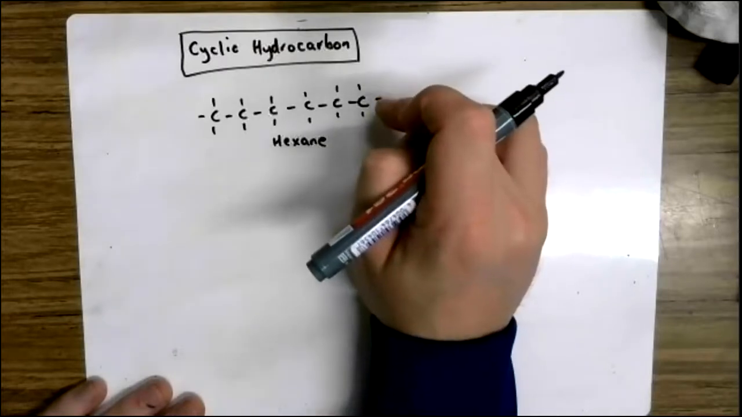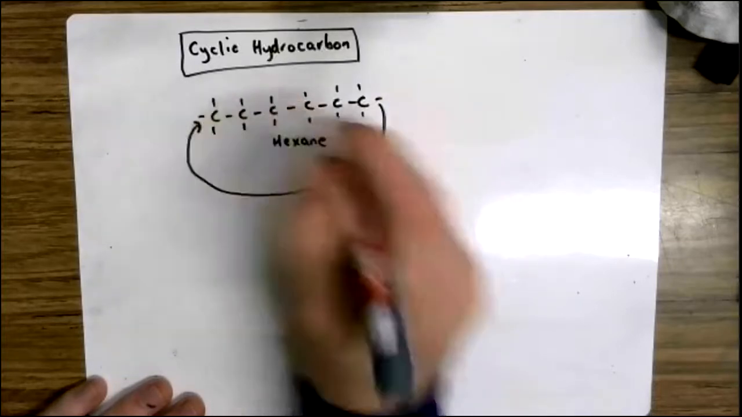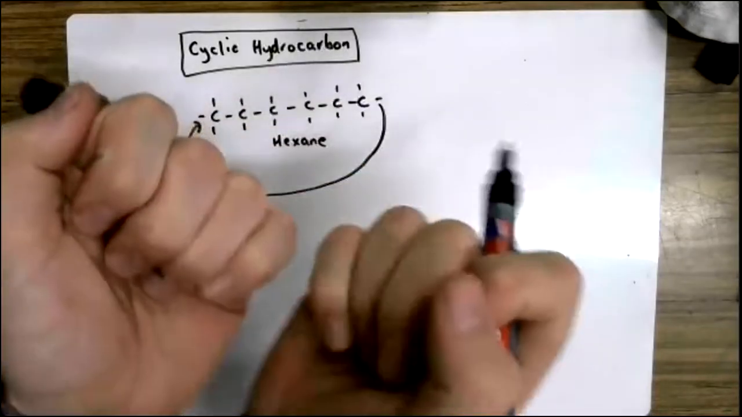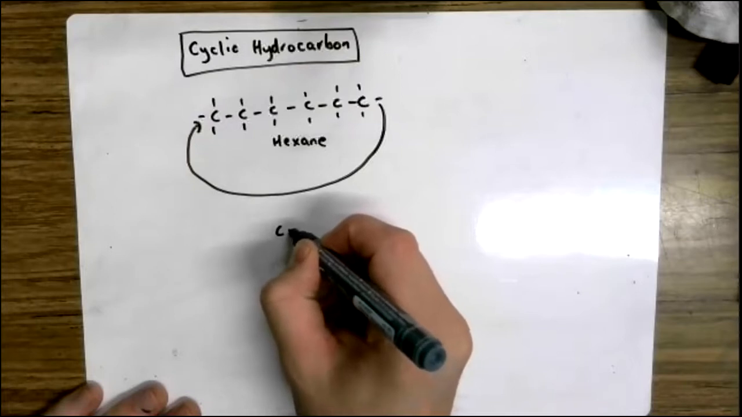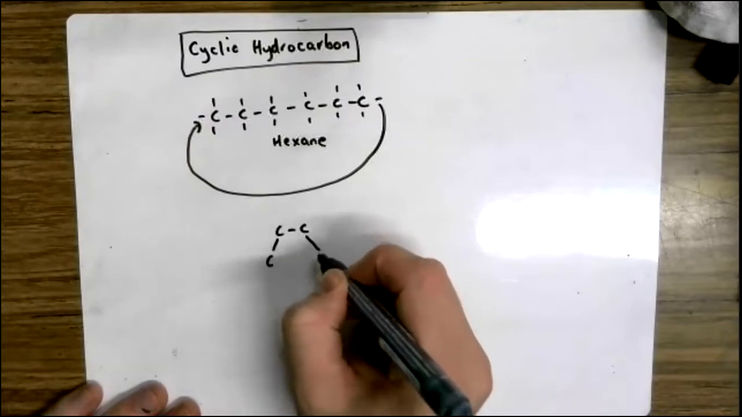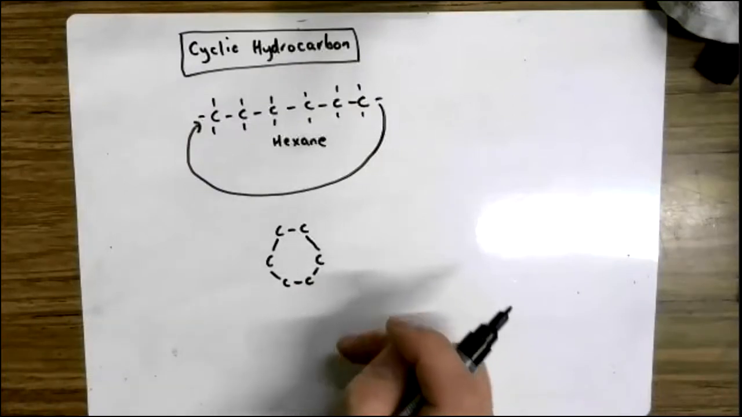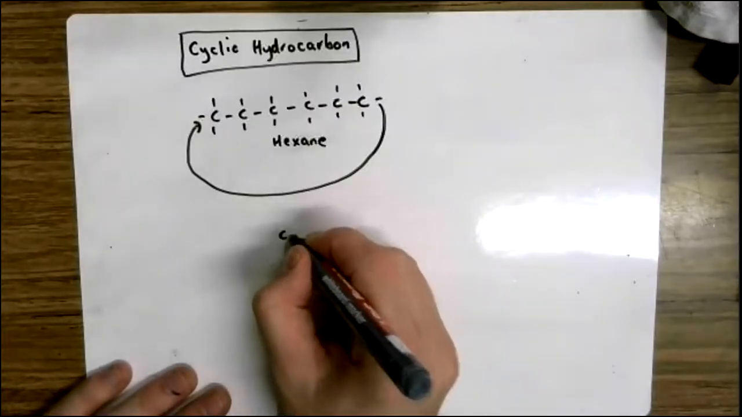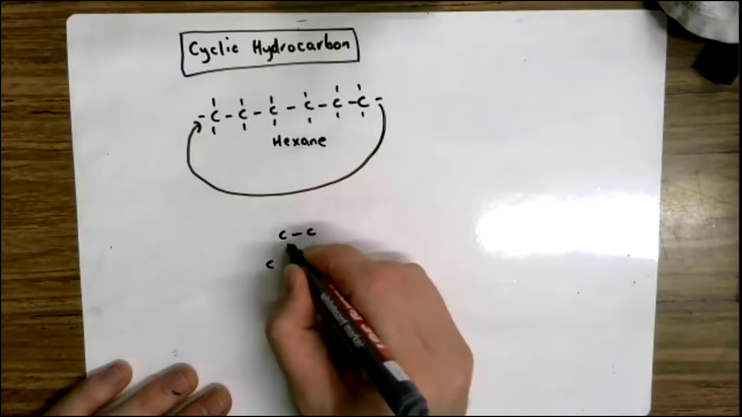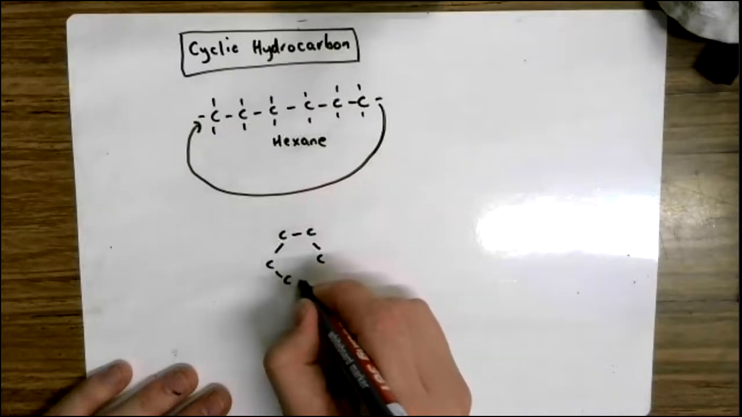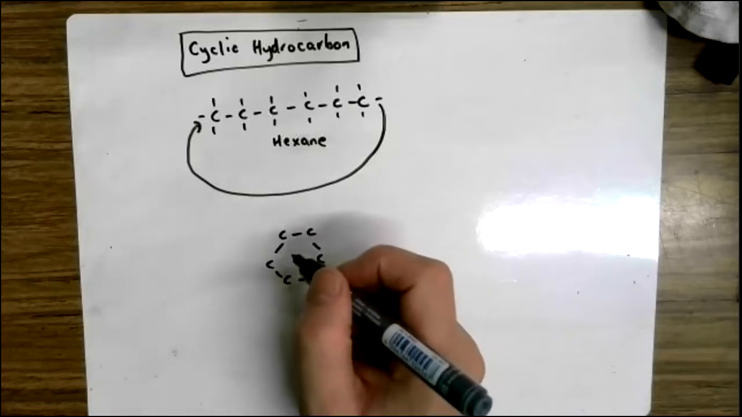Now, what happens though if these 2 carbons were to be joined together? So at the end, we were to take them and twist them into a cycle, into a wheel or a ring. Then the 6 carbons, instead of being in a straight chain, would be connected to each other in a wheel. That's not a great drawing, so I'm going to draw that again. C, C, C, C. All right, so this is now what we call a cyclic hydrocarbon.